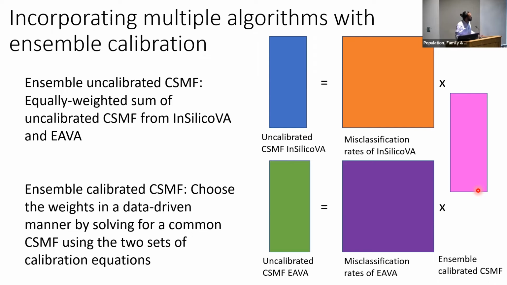which we call the ensemble calibration. In absence of any data on the misclassification rates, the ensemble calibration becomes just the average of the raw estimates from the algorithms. So if you're using two algorithms, it just becomes the sum of the two divided by 2. But in presence of the misclassification rates data, it is going to weight the algorithm that has less misclassification more, because that is a better algorithm. So it's a data-driven way of combining the misclassification rates from multiple algorithms.